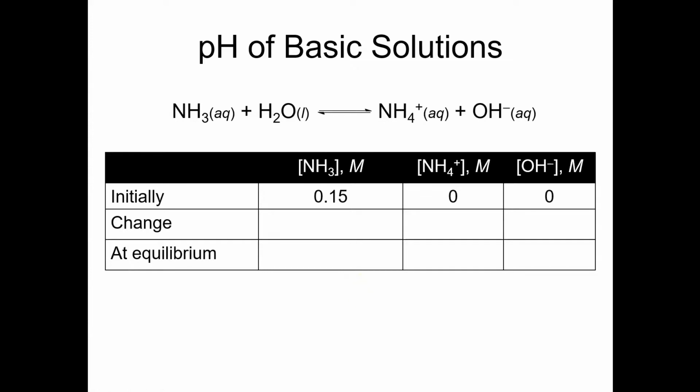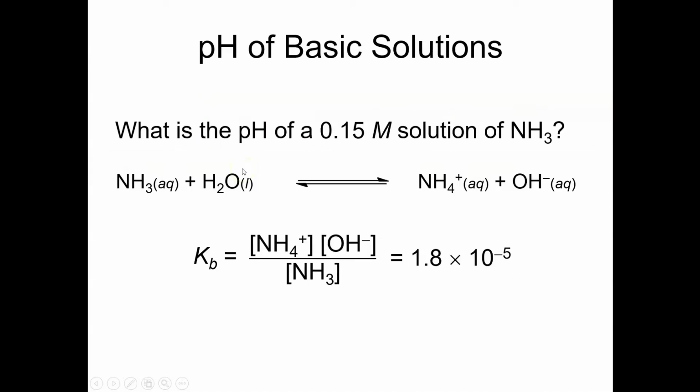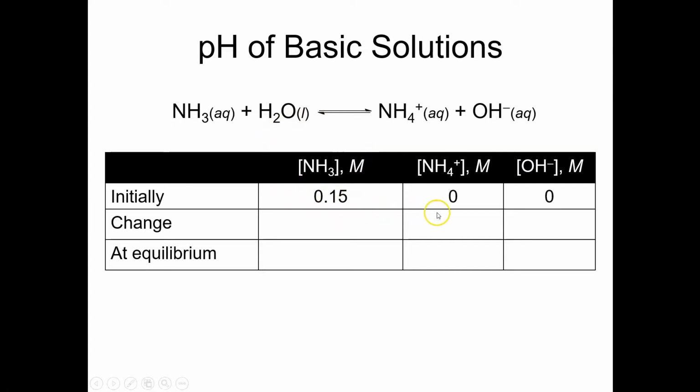And so I can take that and set up an ice table. What was given to me here is that the initial concentration of the ammonia is 0.15 molar. I'm making a 0.15 molar solution of ammonia. The initial concentration of the products is 0, so Q is equal to 0. Therefore, the reaction is going to go forward. All of the coefficients are 1, and so the change in the ammonia concentration is going to be negative X. The changes in the ammonium and hydroxide concentrations are going to be positive X. Therefore, at equilibrium, the concentration of both ammonium and hydroxide is going to be X.